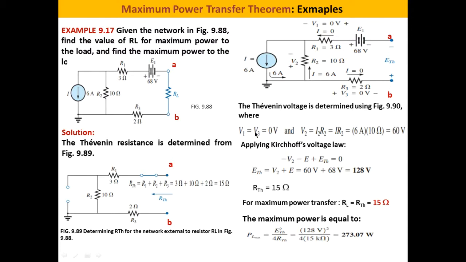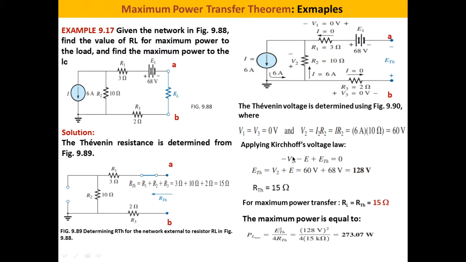So V1 equals V3 equals 0, because here there is no current and here there is no current. So the voltage drop across R3 is 0, and the voltage drop across R1 is 0. And V2 is equal to I R2, because here there is no current and here there is no current. So the total current of the source will go through R2. So V2 equals 60 volts.